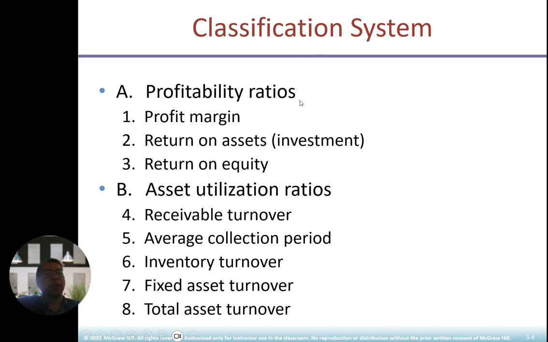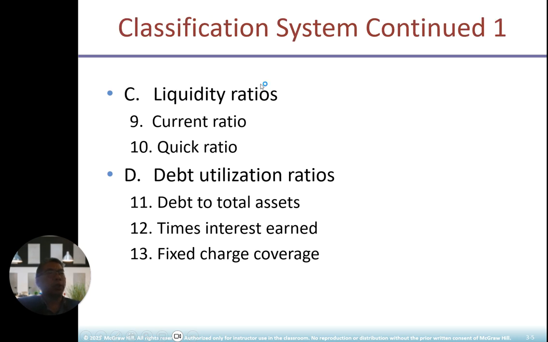What is the classification system? The profitability ratios are the standard way. They include profit margin analysis, return on assets, return on investment, and return on equity. For the asset utilization ratios, there are receivable turnover, average collection period, inventory turnover, fixed asset turnover, and total asset turnover. The third is liquidity ratios, which include the current ratio and quick ratio, while debt utilization ratios include debt to total assets, times interest earned, and fixed charge coverage.